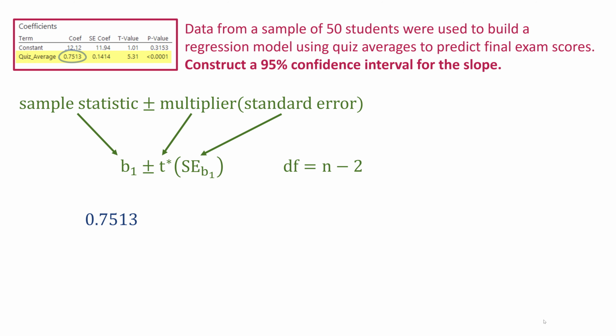Next, we need the t-multiplier. We're told that n equals 50, so our degrees of freedom will be equal to 50 minus 2, which is 48. I'll take you over to Minitab Express to construct a t-distribution with 48 degrees of freedom. We're constructing a 95% interval, so we'll be looking for the t-values that separate the middle 95% from the outer 5% of that distribution.